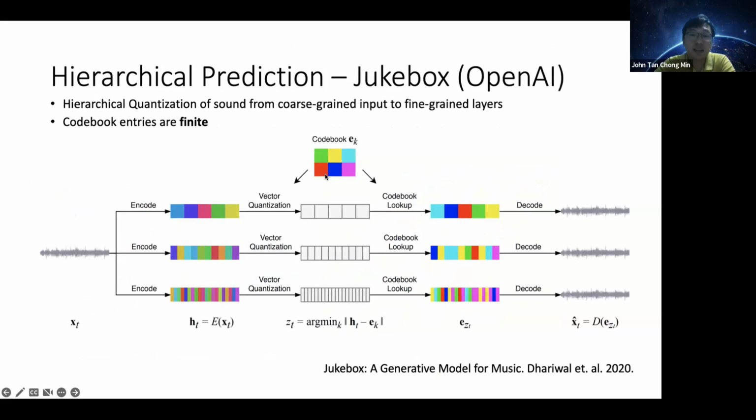So this is an example of hierarchical prediction that was done by OpenAI. It's called the Jukebox Music AI. It was quite cool, because what they did was vector quantization. Vector quantization is a way such that you quantize your signal into certain vectors. For example, this is your initial codebook. Your codebook has different vectors, and then you try to encode your initial signal into vectors based on your codebook.